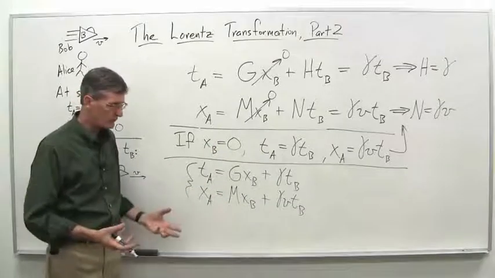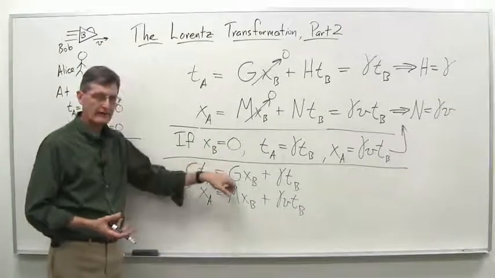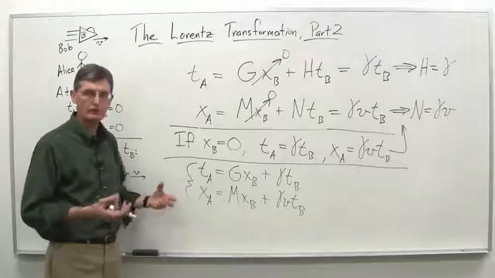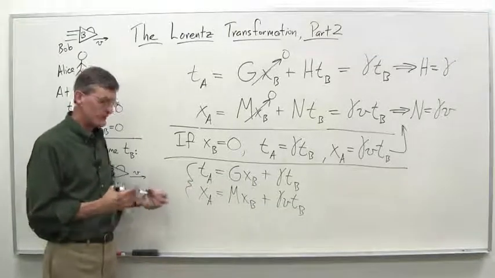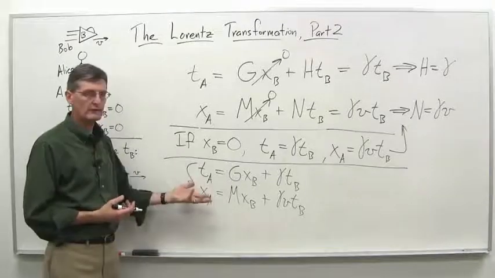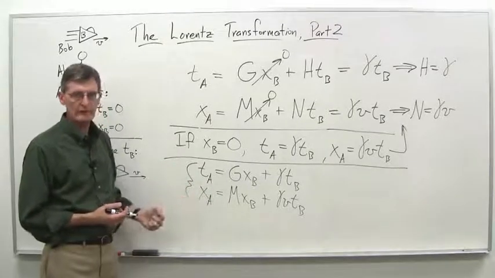And now in the next video clip, what we'll do is tackle finding G and M. We're going to go back and use our invariant interval equation to do that and crank through a little algebra and get our final form of the Lorentz transformation equations.